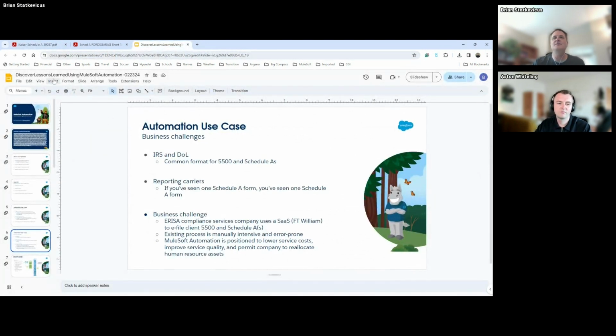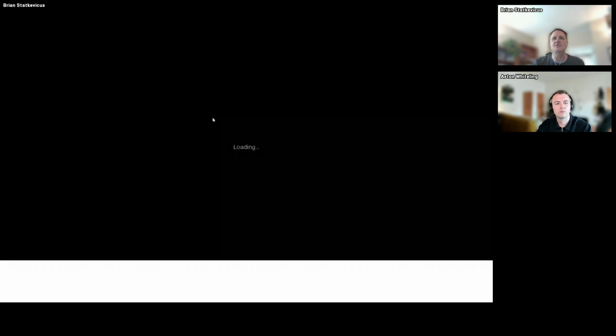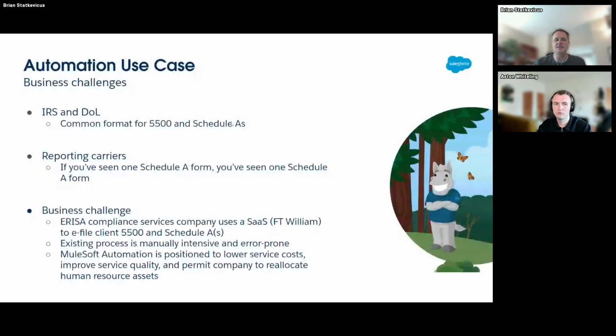What this particular business does is take these forms and use a SaaS called FT William to in effect e-file the client's 5500 and Schedule A's. Again, in the US, very similar to using TurboTax or H&R Block to file your 1040s every year.